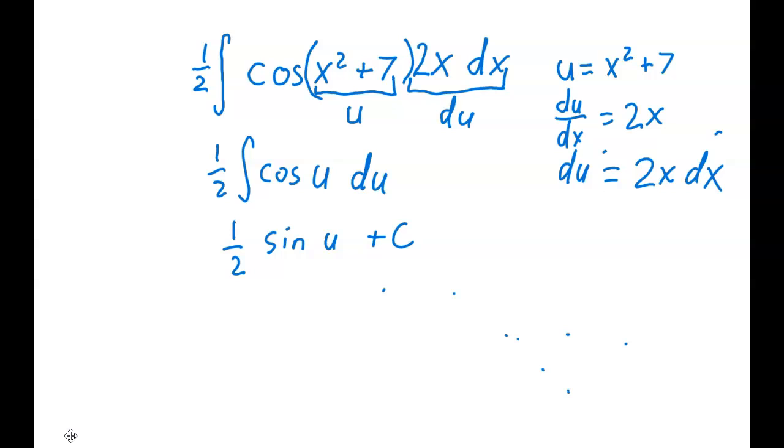But what's u? I mean, we started this question with x. We can't give the answer in terms of u. That would be a laughingstock. So let's go ahead and remember that u is the same thing as x squared plus 7. So I'm going to replace this u with x squared plus 7 and end up with 1/2 of sine of x squared plus 7, plus c. And there you have it. That's how you do a U substitution.